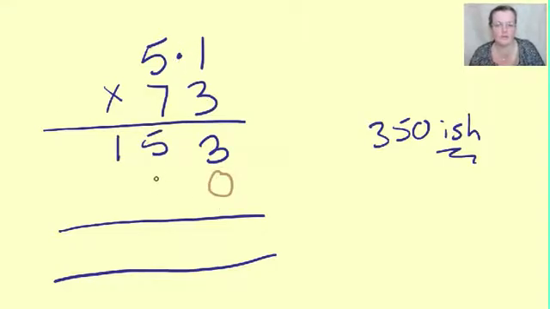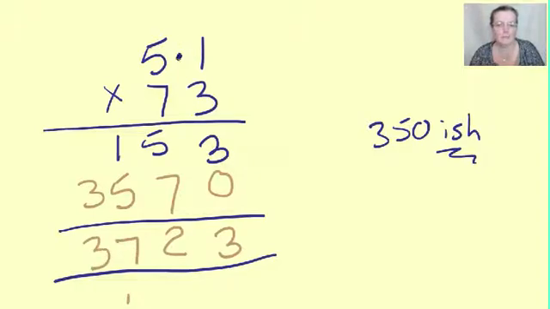1 times 7 is 7. 5 times 7 is 35. Add them up. 3, 12, carry the 1. 1, 6, 7, 3. How many numbers after the decimal? Once, so bounce it in. It's funny, isn't it? So now we've got 372.3, which is about 350-ish, isn't it?